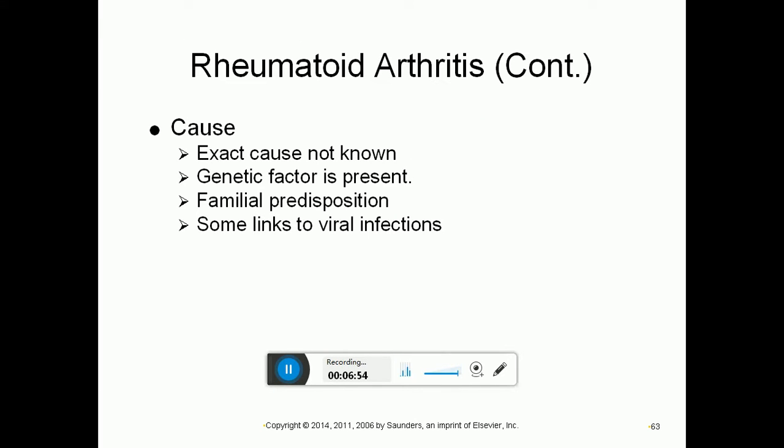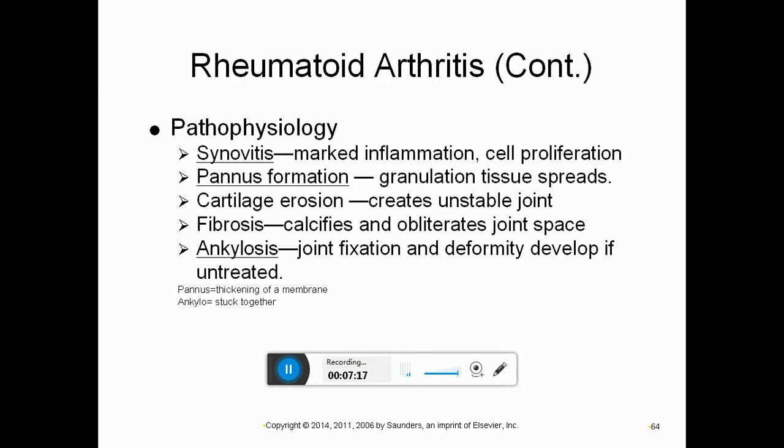The exact cause of RA isn't known. It tends to run in families, so there might be a genetic factor involved. Usually what happens is that these individuals who are prone to RA are fine, and then all of a sudden they get something very mild like a viral infection, and that viral infection triggers their RA. And then they'll come into the office.